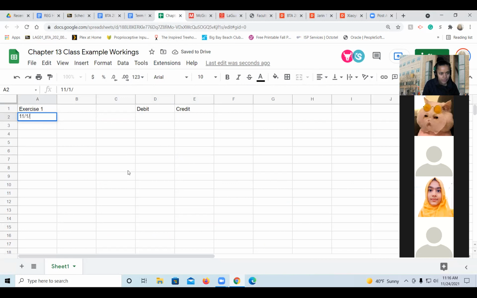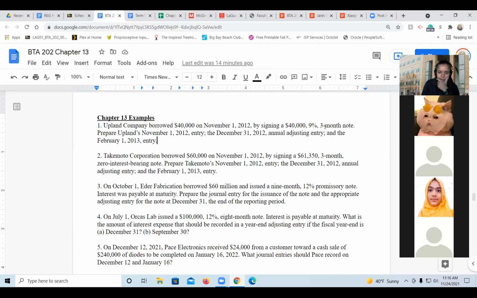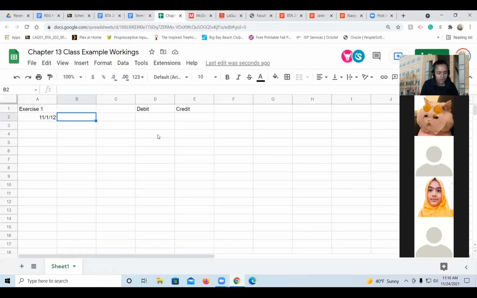So November the 1st. On the day when they're borrowing with a note, this is really not rocket science. Obviously, you're receiving cash, so it's cash for 40,000, right? And you create the liability, notes payable, for 40,000. So that's the borrowing using the note.